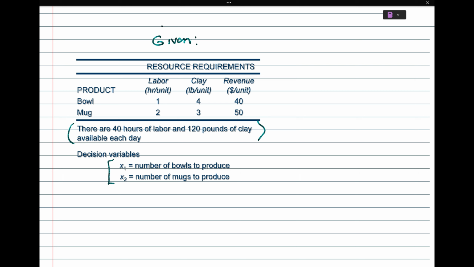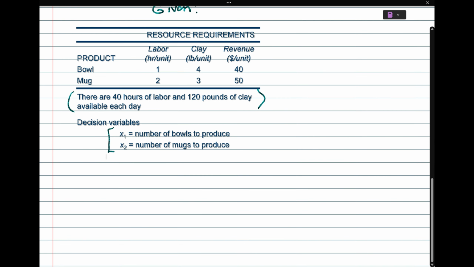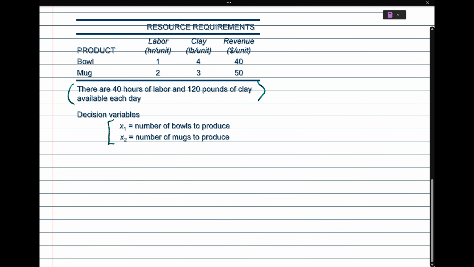So the decision variables are the number of bowls to produce and the number of mugs to produce. So let's dig into it and create our model. If we're talking about a company and we're looking at the number of bowls to produce and the number of mugs to produce, we're most likely trying to maximize our revenue, right? So this will be a maximization problem. We would write that down.